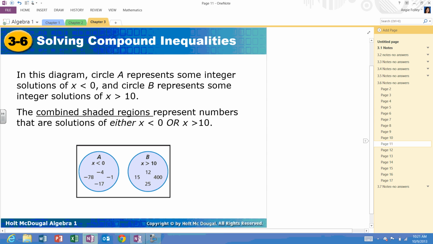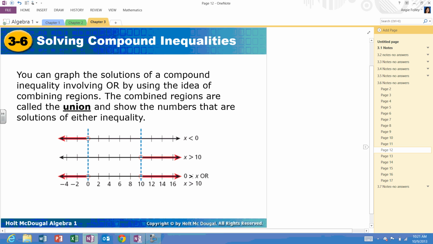Okay, so now we're going to look at compound inequalities that use the word "or" in them. In the diagram here, we've got, again, x is less than 0 or x is greater than 10, and we can't combine these inequalities, okay, because they don't overlap anywhere. So this is why we're using the "or" in these examples. So there's no overlapping.